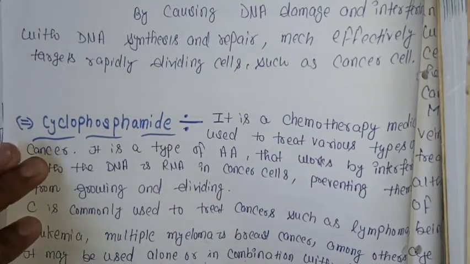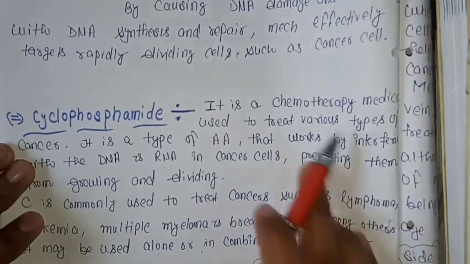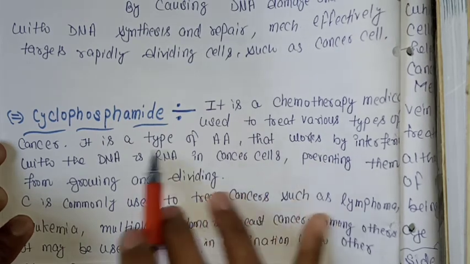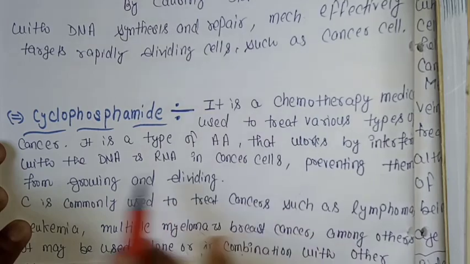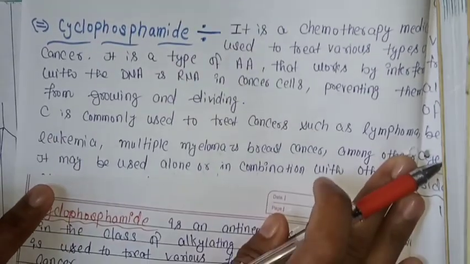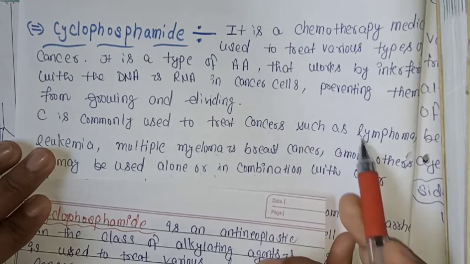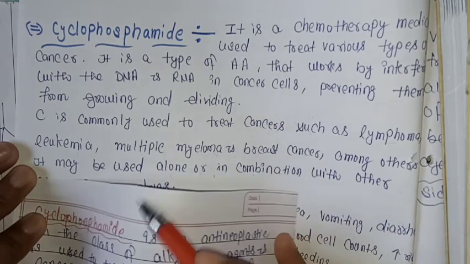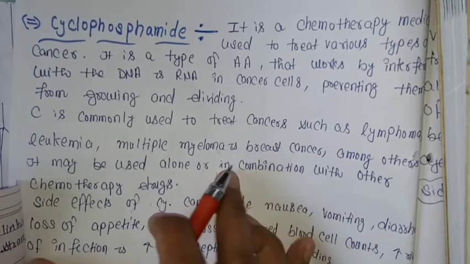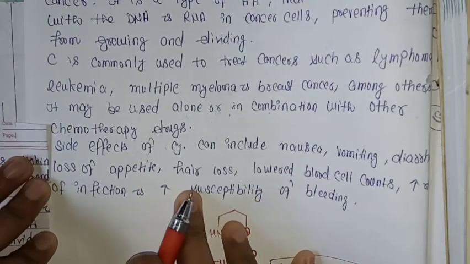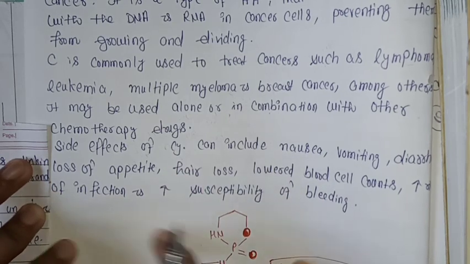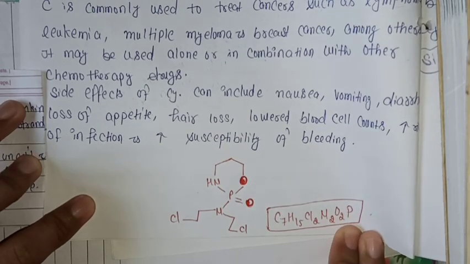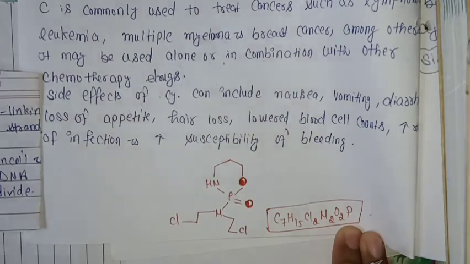And second is cyclophosphamide. It is a chemotherapy medication used to treat various types of cancer. It is a type of alkylating agent that works by interfering with DNA and RNA in cancer cells, preventing them from growing and dividing. It is commonly used to treat cancers such as lymphoma and leukemia, multiple myeloma and breast cancer, among others. It may be used alone or in combination with other chemotherapy drugs. Right? Side effects include nausea, vomiting, etc. And this is the diagram of cyclophosphamide, and its molecular formula is C7H15Cl2N2O2P. Right?